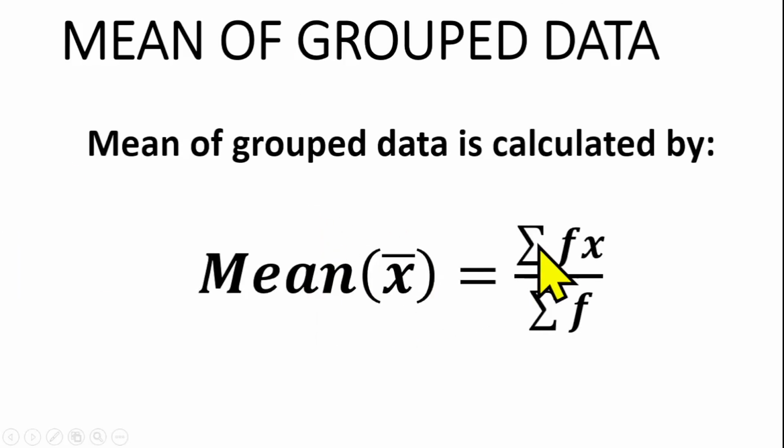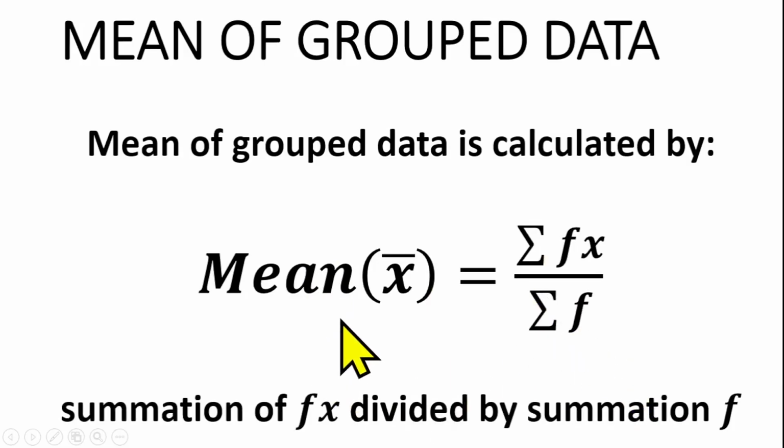which is calculated by the summation fx over summation f. It's summation fx over summation f. That's the formula for finding the mean for grouped data, whether it is with class interval or without class interval. So this formula is useful for finding the mean of grouped data.